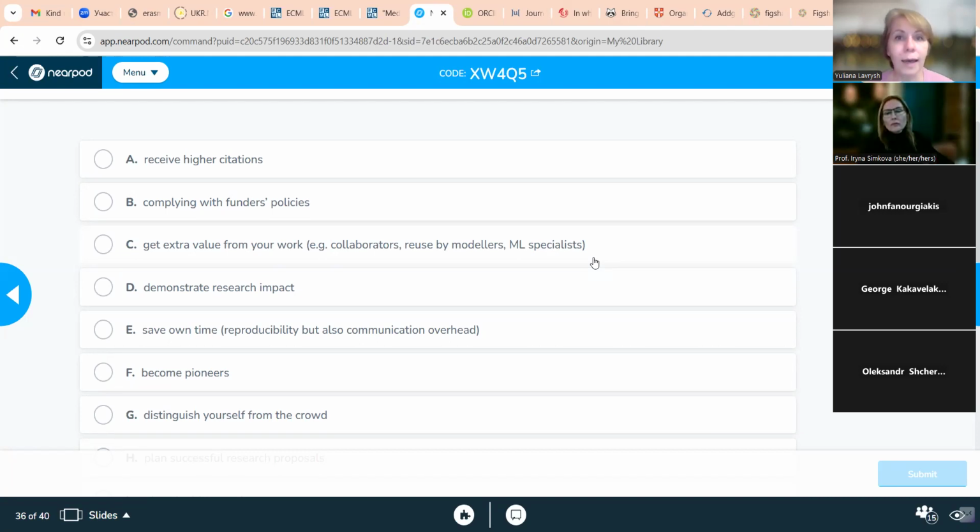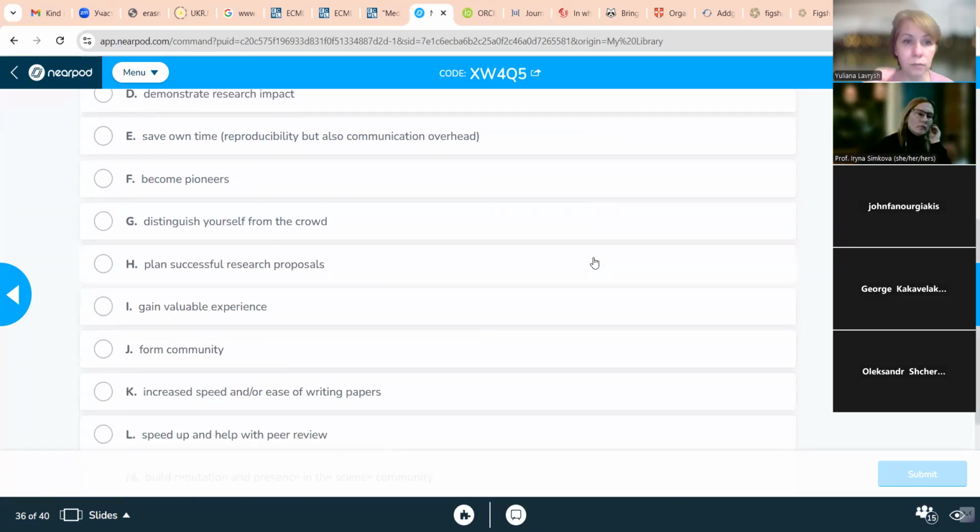Save your own time and money. You can use someone's data and improve it, or it can be like a background for your research. Then distinguish yourself from the crowd. Nobody will know that you're so talented or that you've made some kind of a discovery, you know. So due to open science, it is possible. Open science, AI, and please, you have accessibility, you have equal rights, equal balance, whatever.